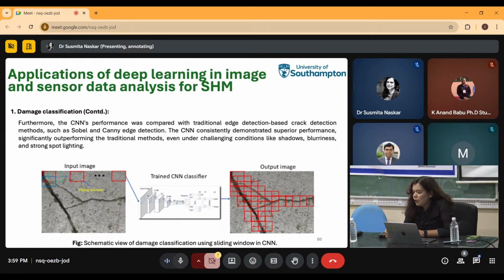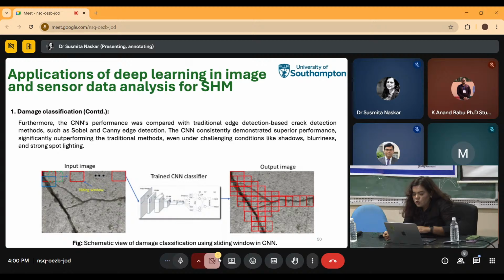Whereas the CNN based approaches learn directly from the data, right, and they extract the complex features automatically. As a result, CNN shows a very superior performance, right, even under challenging conditions where traditional methods can fail, like, as I said, edge detection algorithms or Canny filters, those kinds of methods, right.